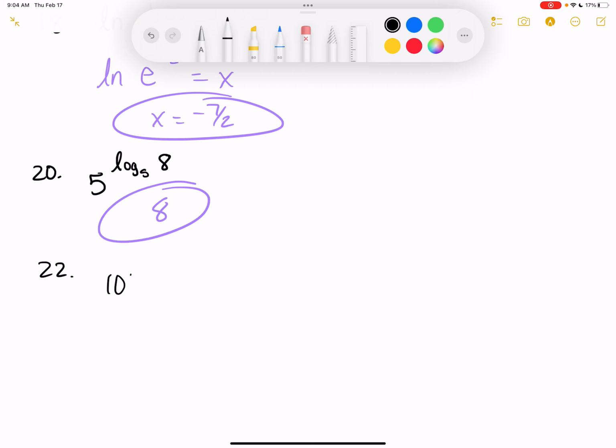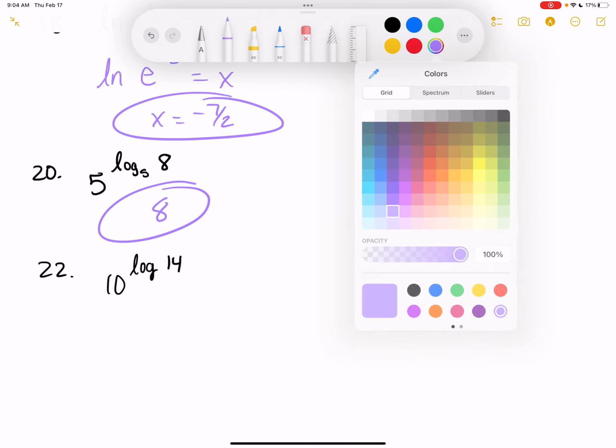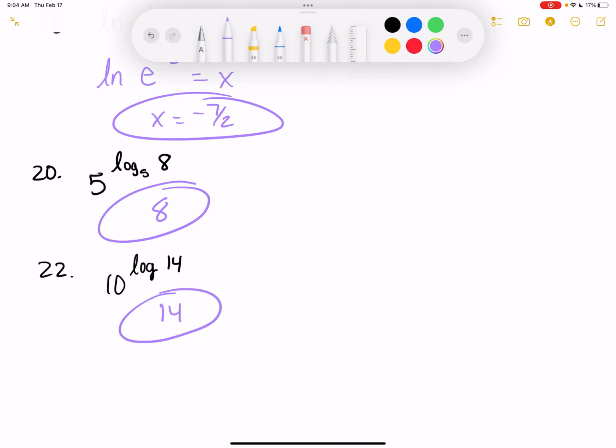All right, 22. No, Joel, slap her. I'm not doing it. We all know it's gonna be bad. 10 to the log of 14. Oh my gosh! 14. Oh yeah, because it's technically a 10 there.